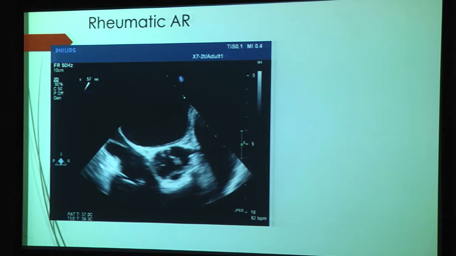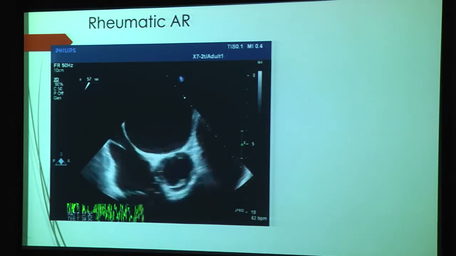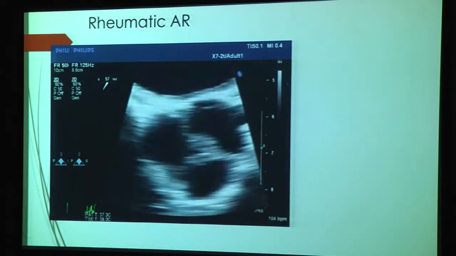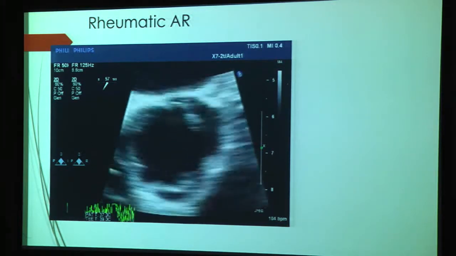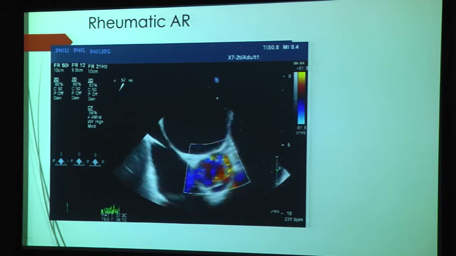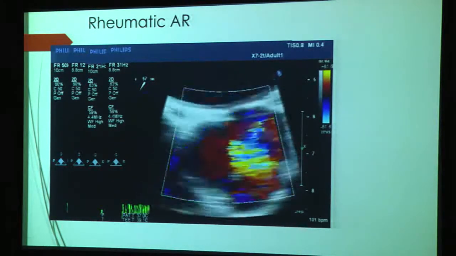We talked a little bit of rheumatic disease in the previous talk, so it affects primarily the edges of the valve, not the body of the valve. So the edges become thickened, they don't coapt properly, and it typically produces a triangular defect in the center, which leads to central aortic regurgitation in a triangular pattern. Very classic. That's just zoomed in.